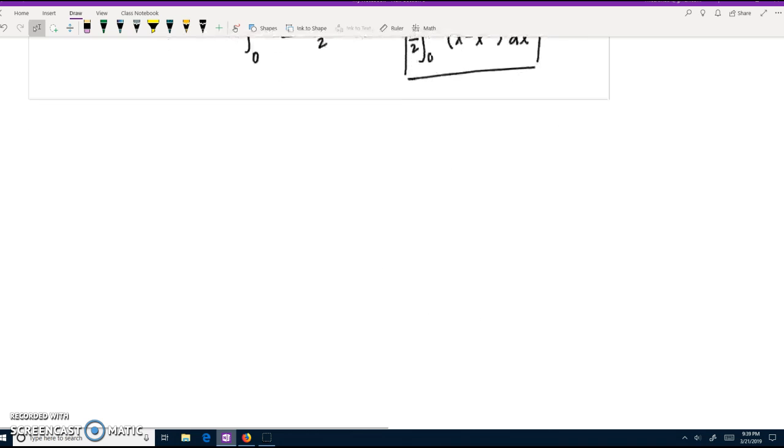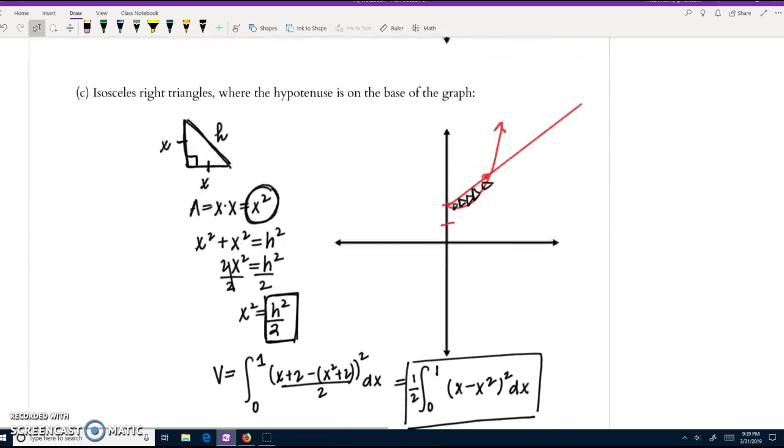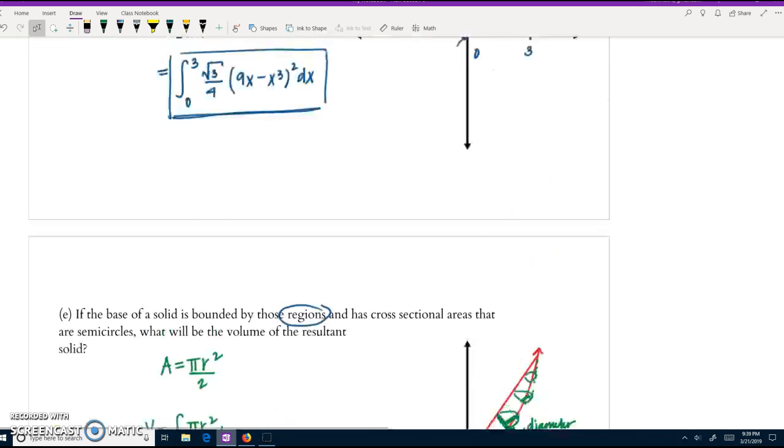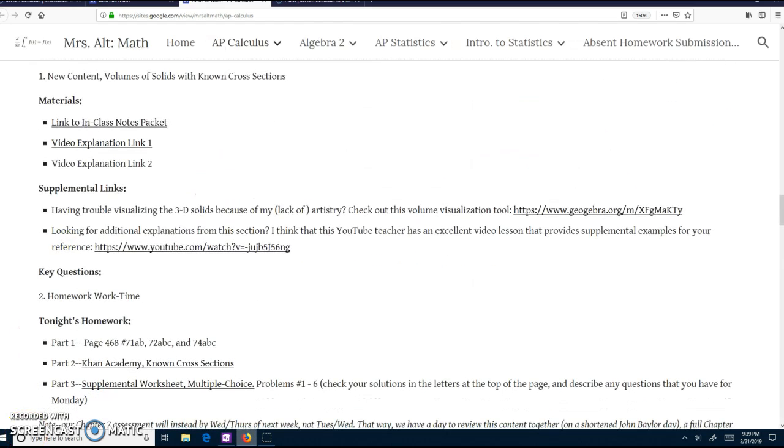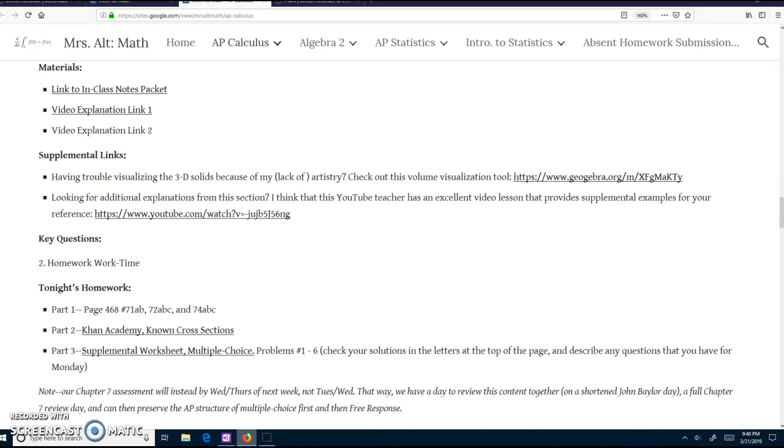Now that's it as far as your new notes for today. And let me give you a quick rundown on what you want to look out for your homework. So your homework tonight is going to come from 3 different places. You just have 3 problems from your textbook. So each of those problems is going to give you the same function, but then some different shapes for the cross-sectional areas. So they're multi-part. Then you have a Khan Academy practice page for known cross-sections. So again, that's going to be a square, a semicircle, a triangle, something like that.